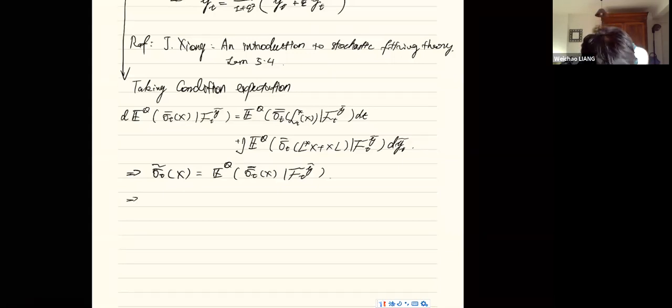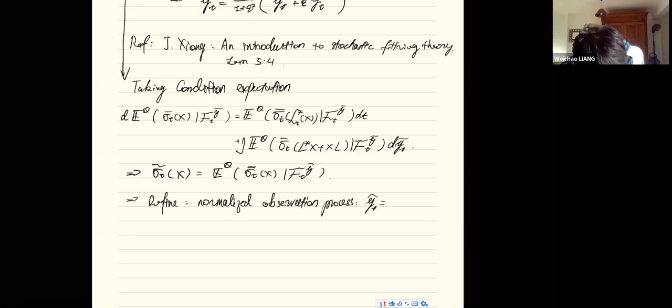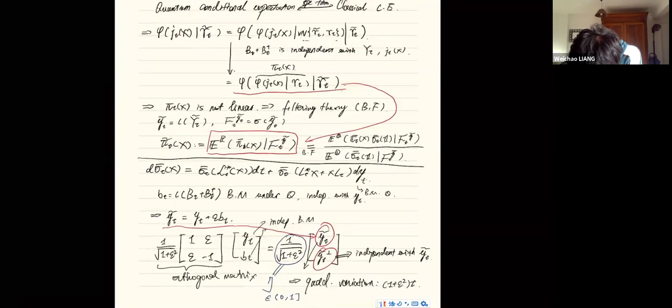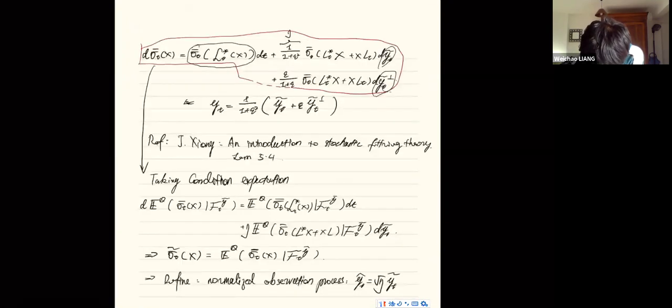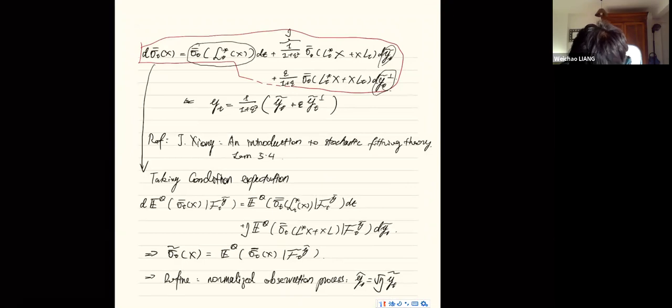And then moreover, we define our normalized observation process, the Yt hat. Why do we add this constant? Because we have already calculated the quadratic variation for this Yt tilde is 1 plus sigma squared t. So we need to normalize this observation process, and so we add this constant. And we define the eta as the derivative, 1 over 1 plus epsilon square.